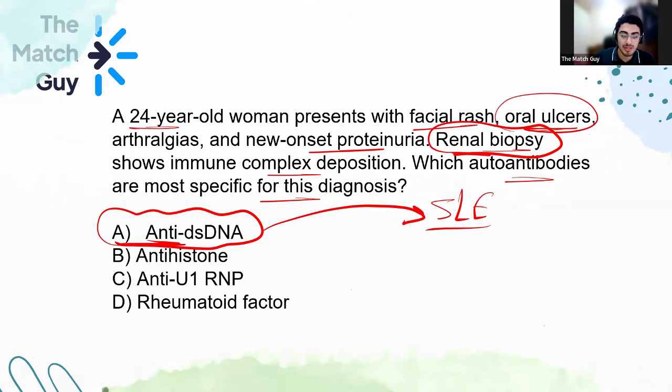What other autoantibody is associated with SLE, guys? No, not ANA. ANA is not specific for SLE. Amazing. So the one that is also specific for SLE is anti-Smith antibody. So anti-Smith antibody and anti-double-stranded DNA antibodies, both of them are specific for SLE. Amazing.